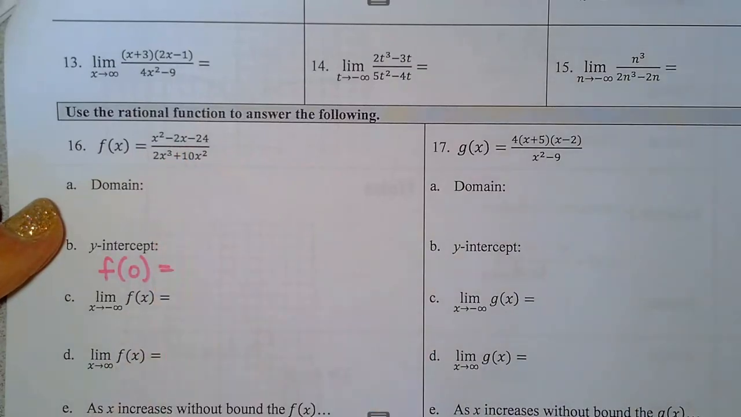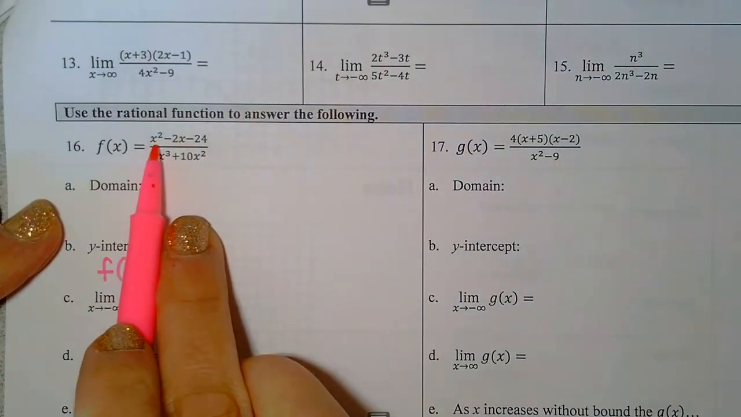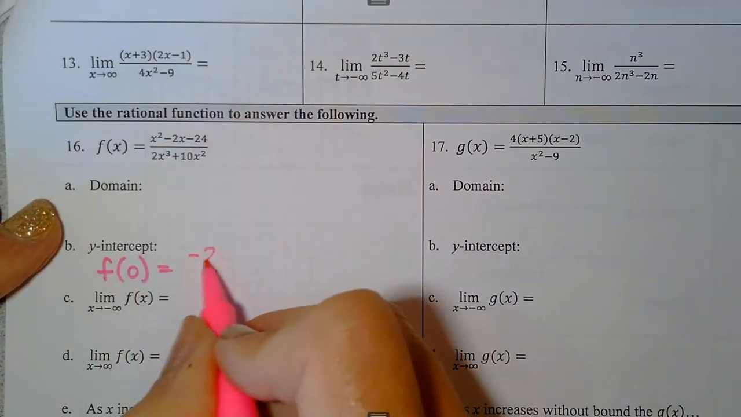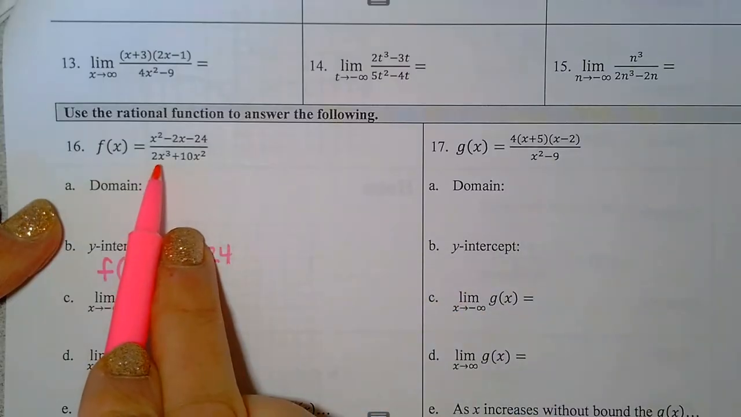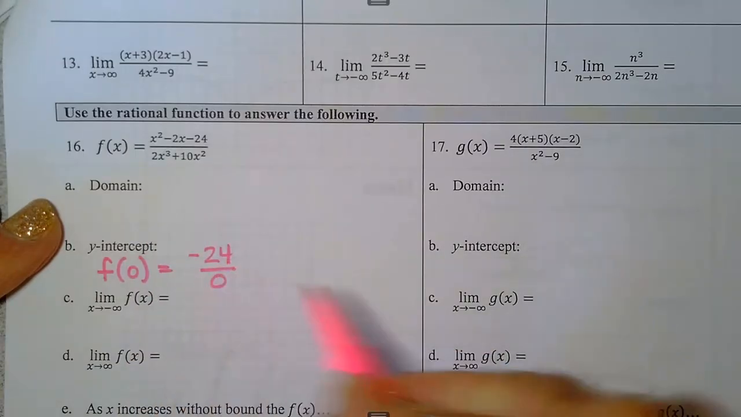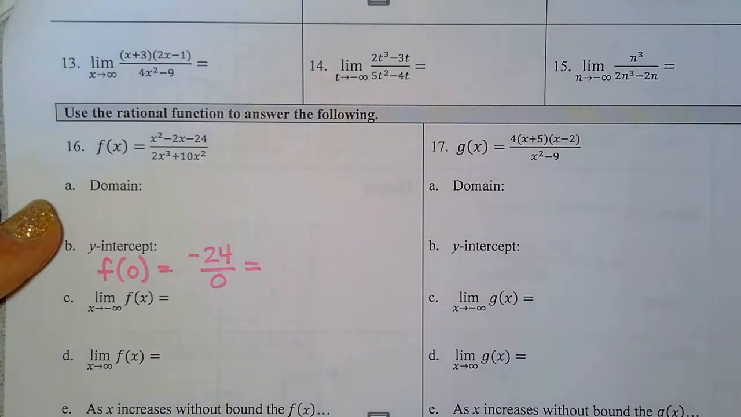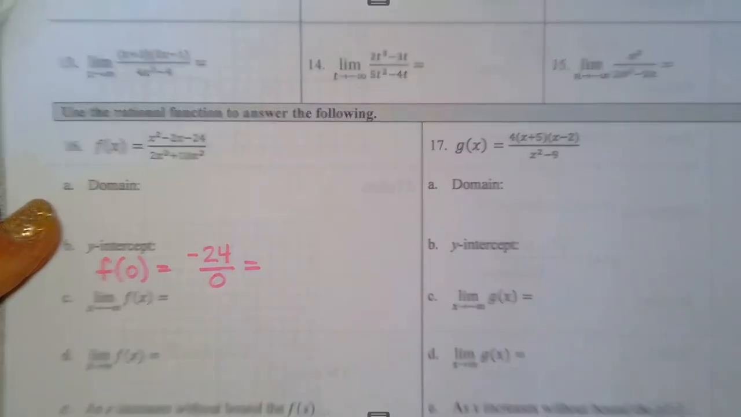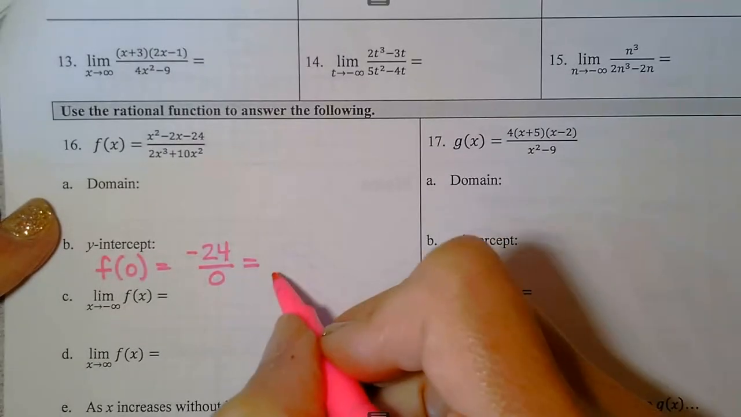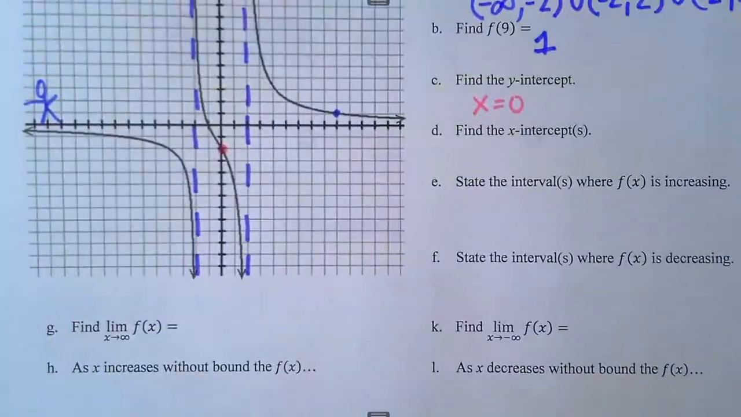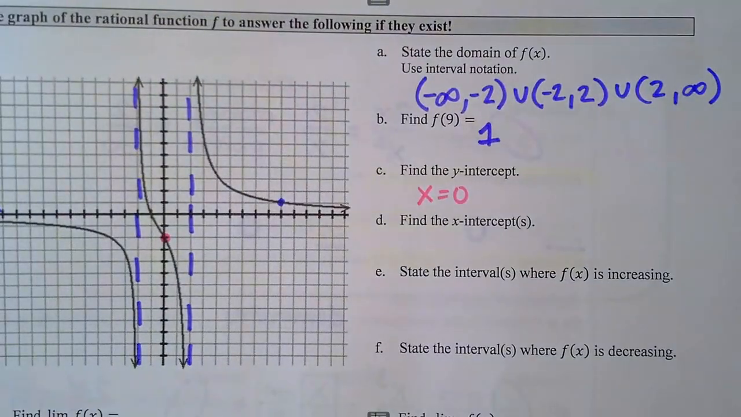If I put 0 in for x, that becomes 0 minus 0 minus 24. And what's this as a 0? 0 plus 0. What's anything divided by 0? Nope. What's the word? Guys, we're in an AP math class. We need to know the words. Undefined. Undefined, yep. Perfect.